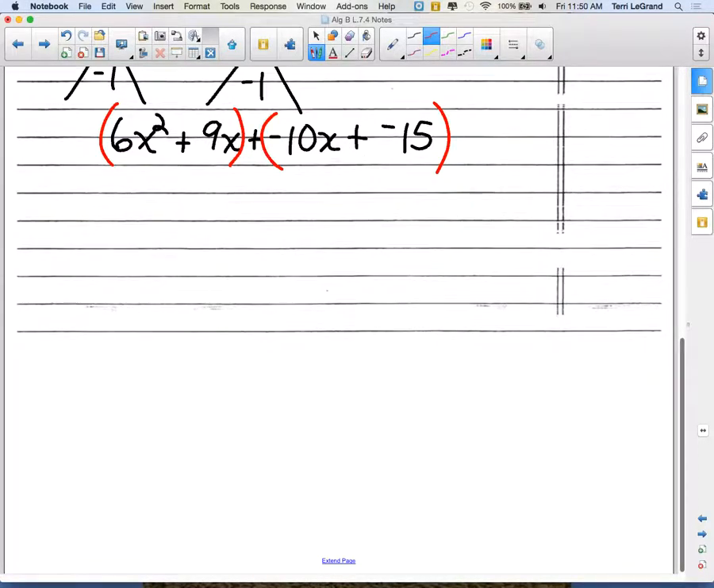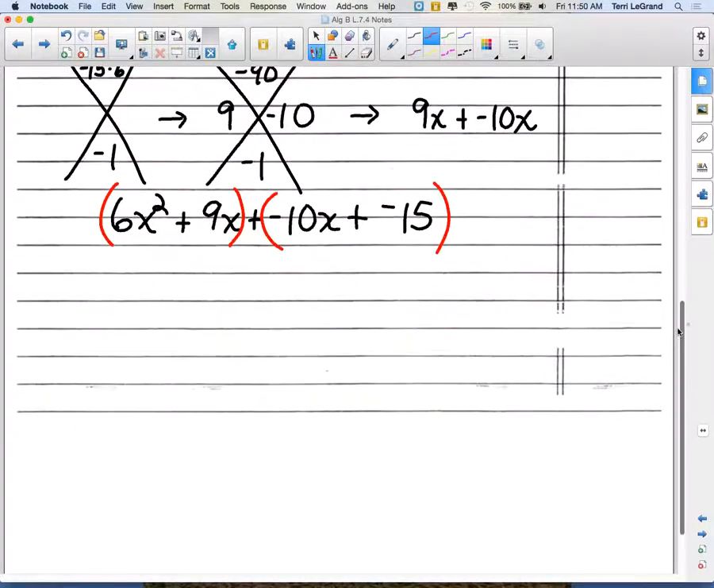Keep working. See if we can come up with the same factor name. We should.